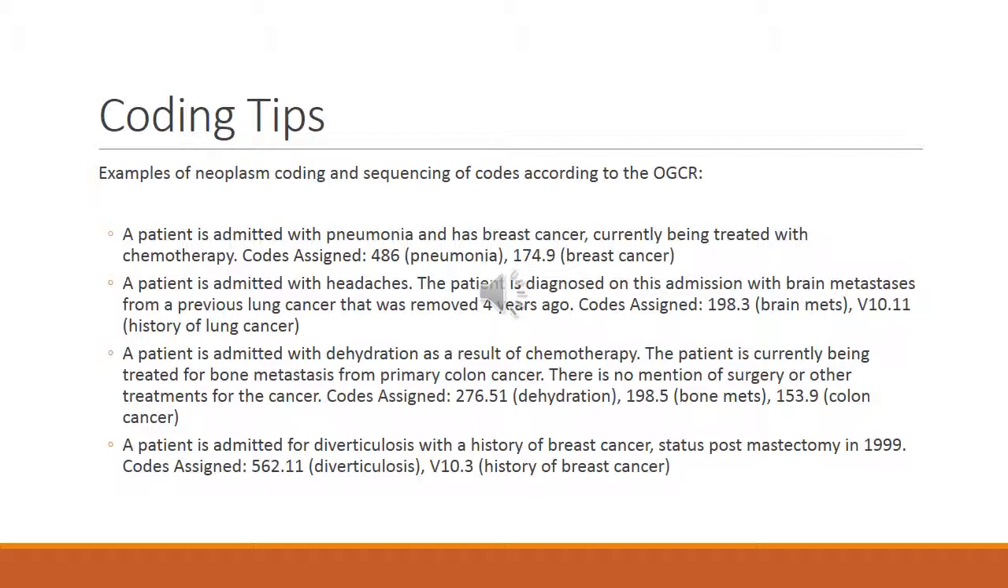Next one, a patient is admitted with dehydration as a result of chemotherapy. The patient is currently being treated for bone metastasis from primary colon cancer. There's no mention of surgery or other treatments for the cancer. Codes assigned are 276.51 for dehydration, 198.5 for bone mets, and 153.9 for the colon cancer.